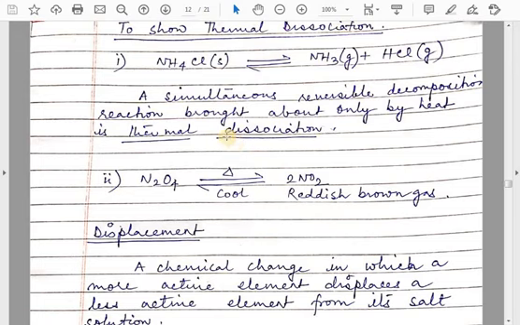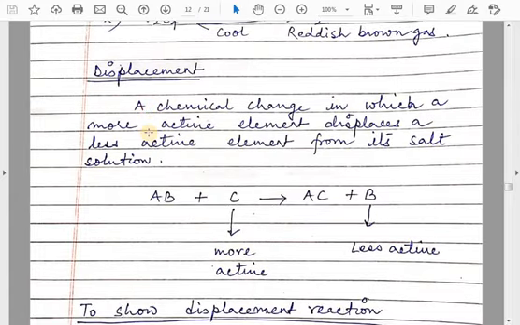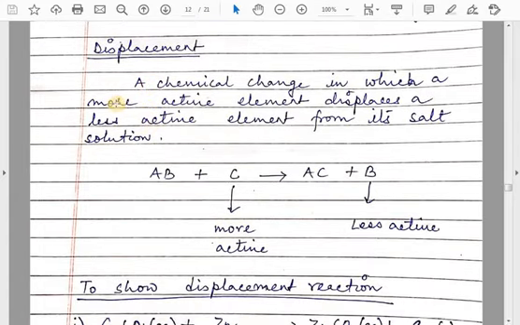Many a times there is a question to differentiate between thermal dissociation and thermal decomposition. Another example of thermal dissociation is when dinitrogen tetroxide is heated, it will give reddish brown nitrogen dioxide gas, which when cooled it will give back the dinitrogen tetroxide. Then come for the displacement.